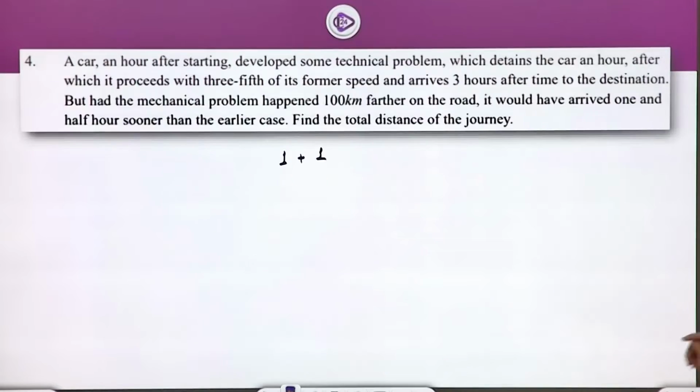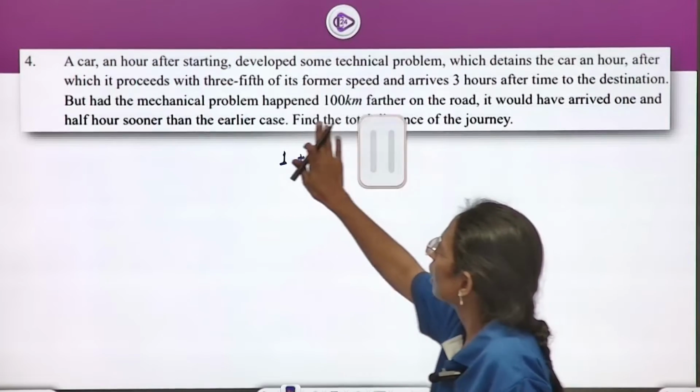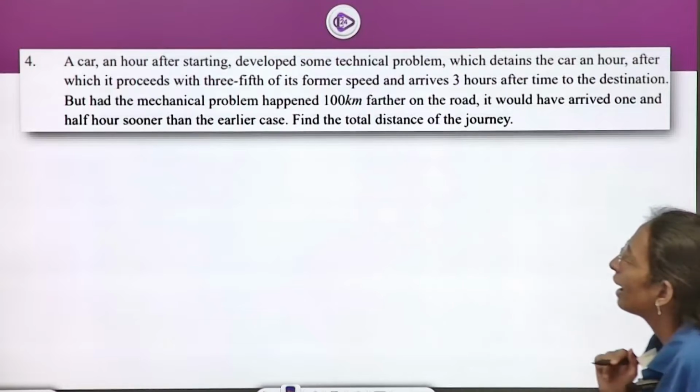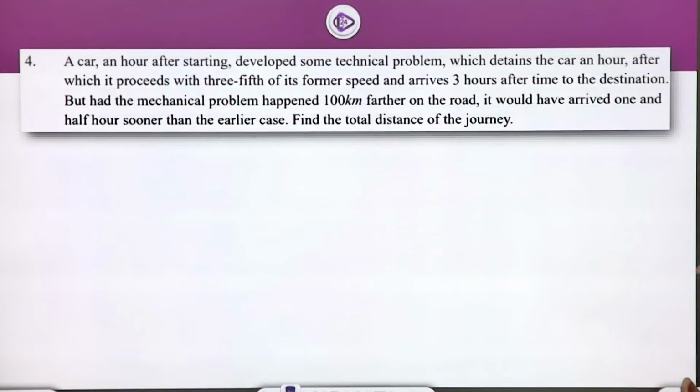Now, the next, fourth question is: a car, an hour after starting, developed some technical problem which detains the car an hour. So it gets late by an hour, after which it proceeds with 3/5 of its former speed and arrives 3 hours after time at the destination. But had the mechanical problem happened 100 kilometers further, it would have arrived 1.5 hours sooner than the earlier case.